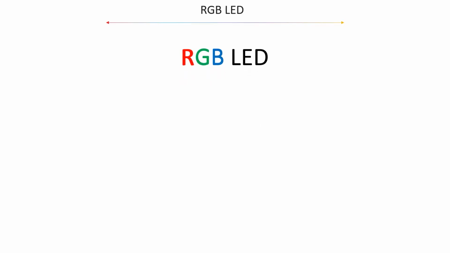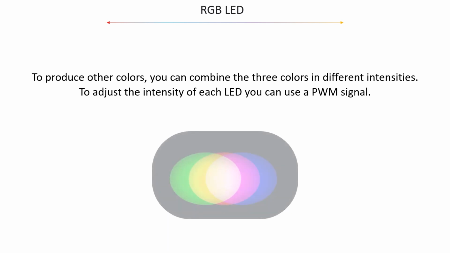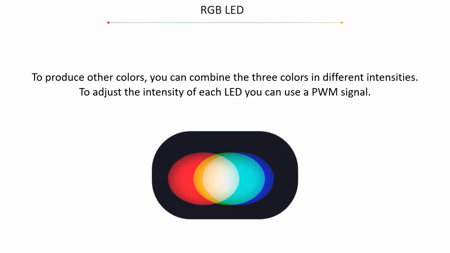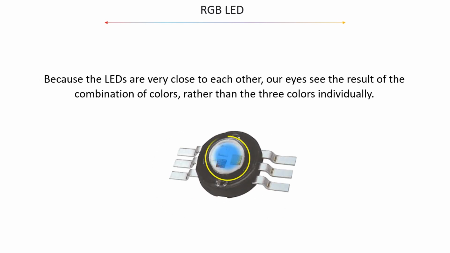RGB LED stands for red, green, blue LED. It can be used as an output indicator. To produce other colors, you can combine the 3 colors in different intensities. To adjust the intensity of each LED, you can use a PWM signal. Because the LEDs are very close to each other, our eyes see the result of the combination of colors rather than the 3 colors individually.